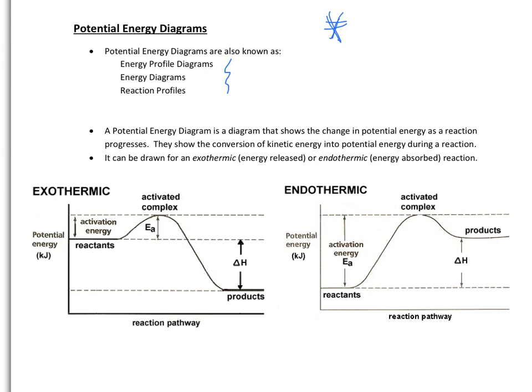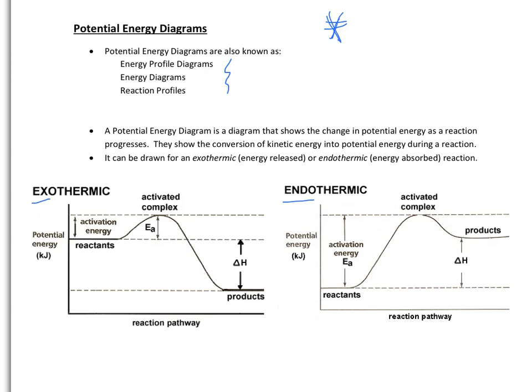A potential energy diagram is a diagram that shows the change in potential energy as a reaction progresses. They show the conversion of kinetic energy into potential energy during a reaction. There are two different types of potential energy diagrams, one for an exothermic reaction and one for an endothermic reaction. The only difference between an endothermic potential energy diagram and an exothermic potential energy diagram is the general shape.